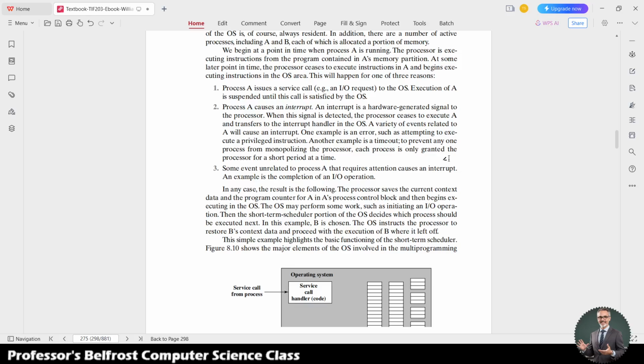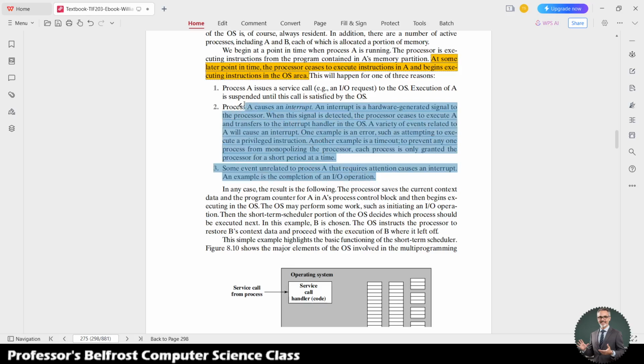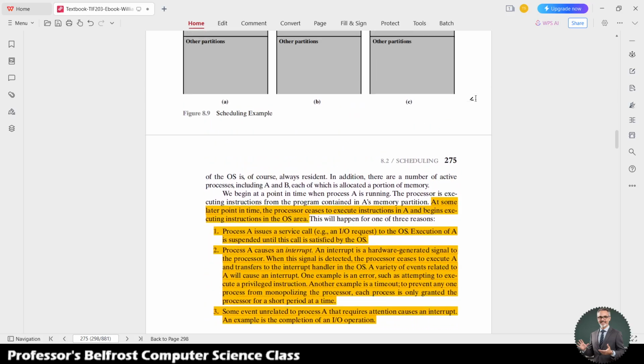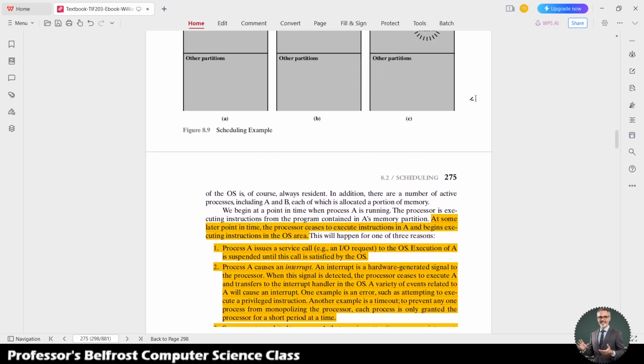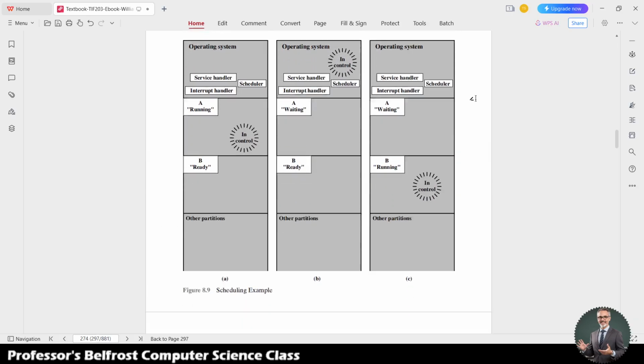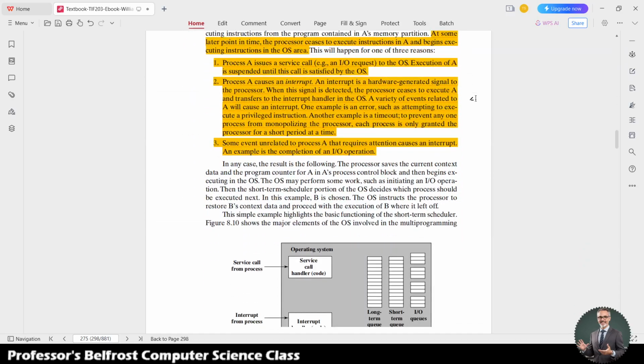So, you see, the problem here is that at a later point in time, the process ceases to execute instructions in A and begins executing instructions in the OS area. This is your little assignment: to understand the three reasons why this happens. I'll show you the context. Okay, it's self-explanatory actually.